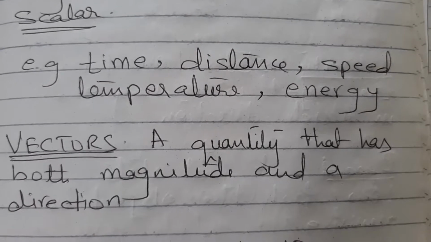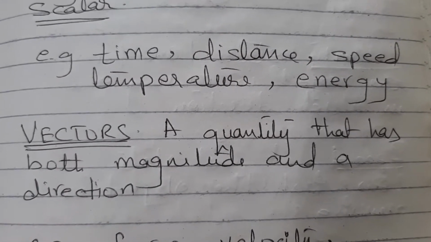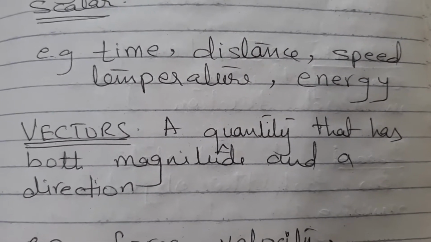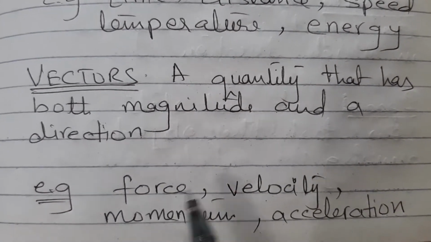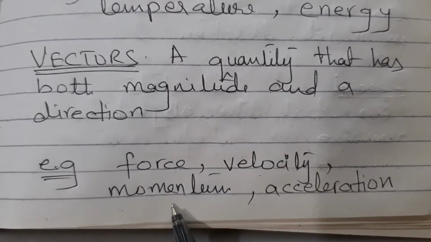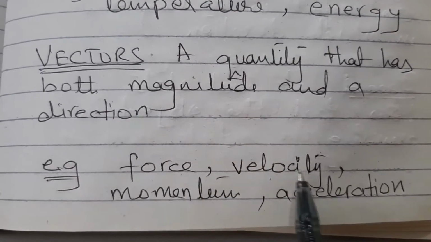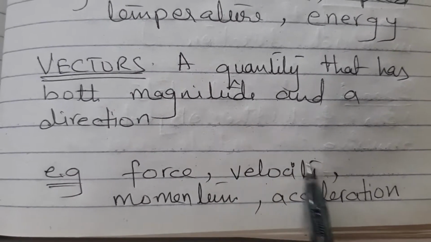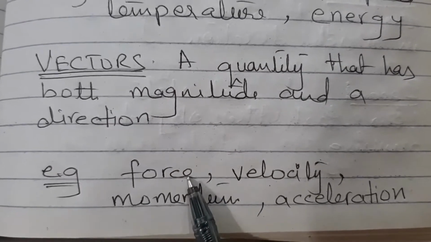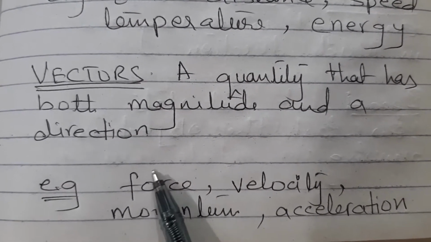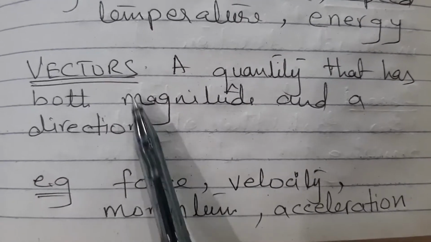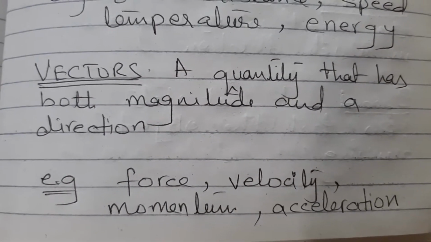Now vector quantities are those which need magnitude and direction to be explained properly. So for example, force, velocity, momentum, acceleration. If you are talking about any of these quantities, you have to tell the direction and you have to tell the magnitude. Only then are they described properly. So these types of quantities are called vector quantities.